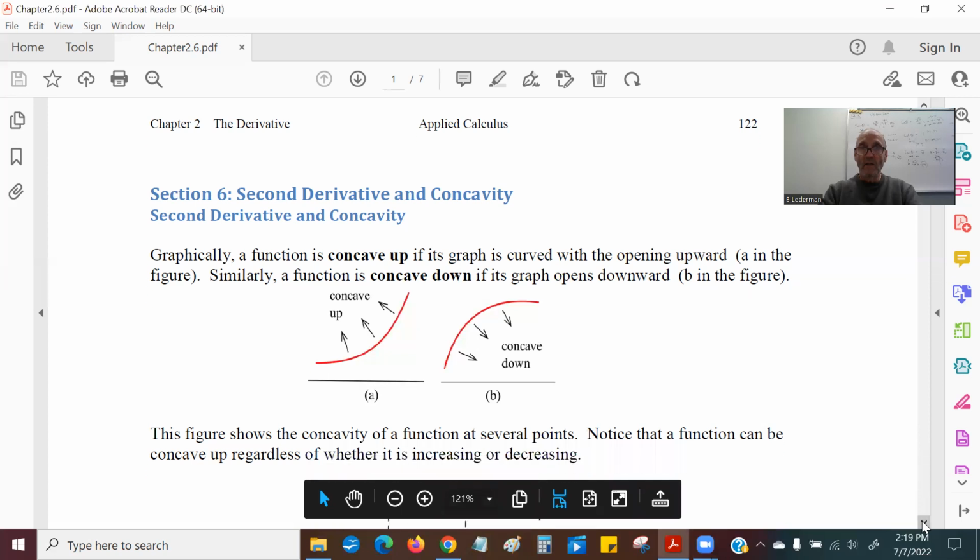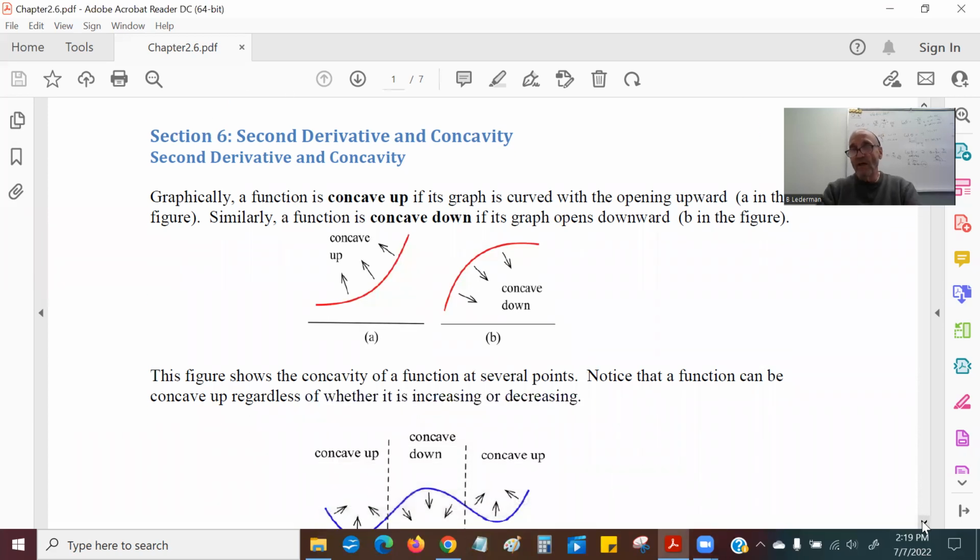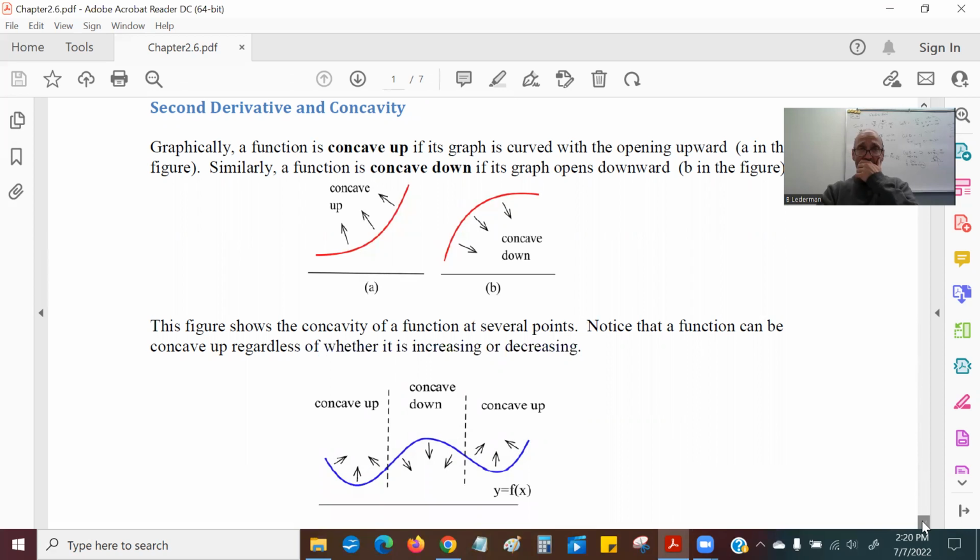And it can be concave up or concave down. Concave up does not mean increasing. Concave down does not necessarily mean decreasing. It could be increasing or decreasing. Those two concepts are separate.